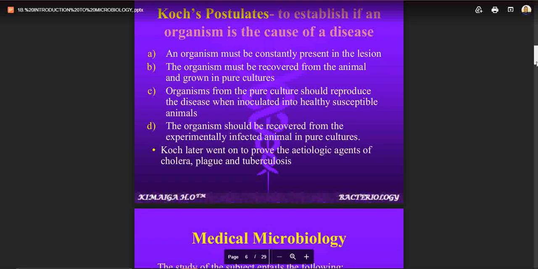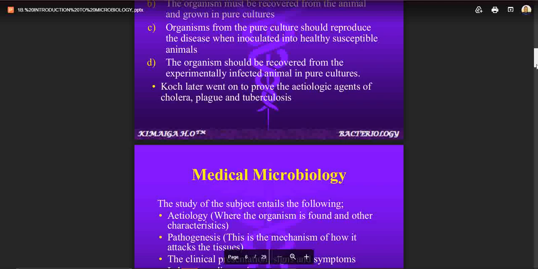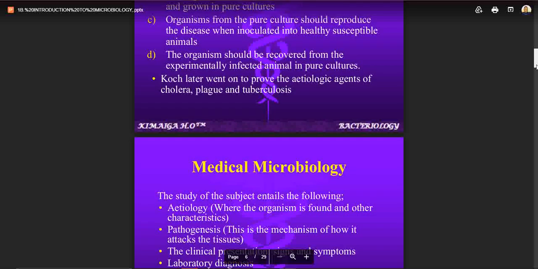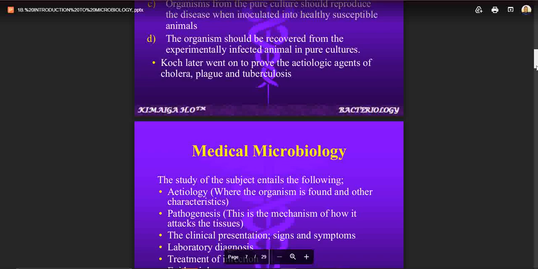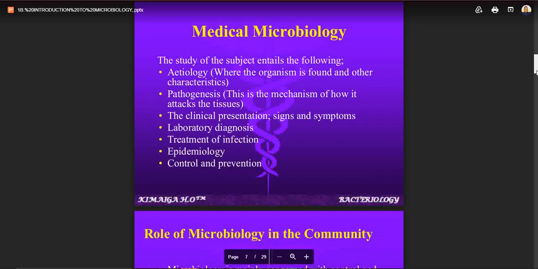Then finally, the organism should be recovered from the experimentally infected animal in pure culture. So this animal, which has been inoculated with the organism, should again be harvested, and the organism can be harvested from it again. Koch later went on to prove the etiological agents of cholera, plague, and tuberculosis by the same postulates. So that is that. Let's go directly to medical microbiology.